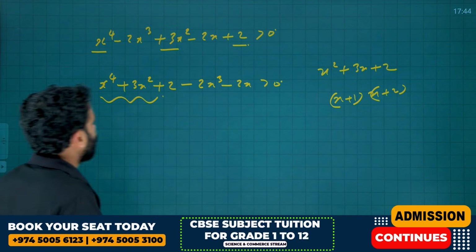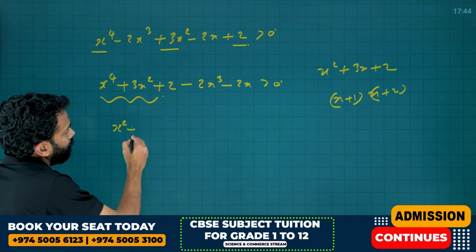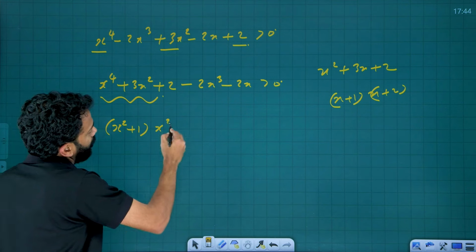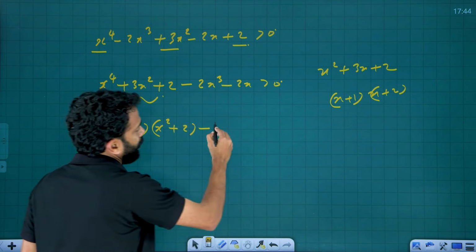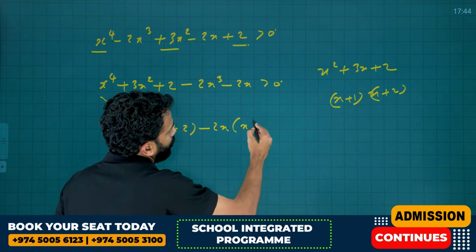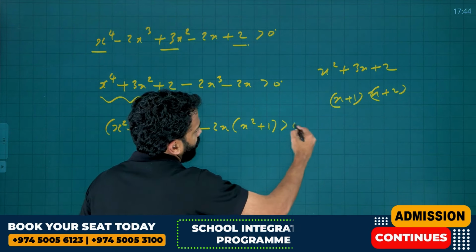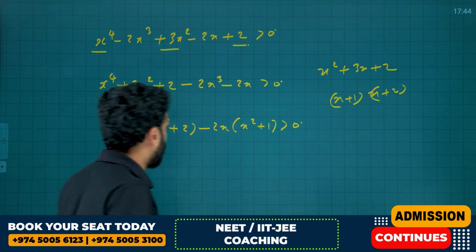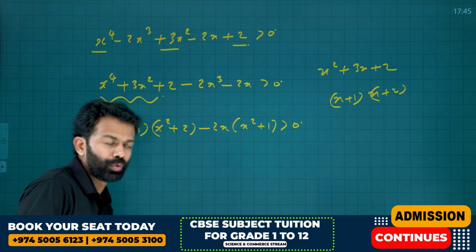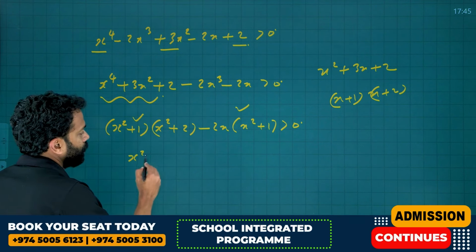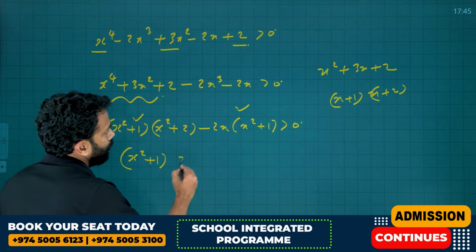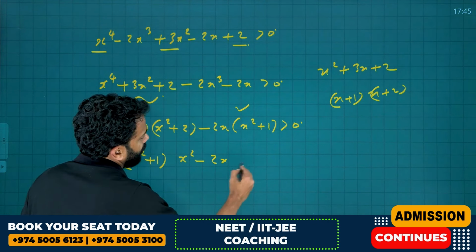Like that, this can be factorized as x square plus 1 into x square plus 2. If you take minus 2x outside, it will be minus 2x into x square plus 1, and that should be greater than 0. I hope you are getting the idea here. What should we do next? Consider these two as common. That is x square plus 1 into x square minus 2x plus 2.